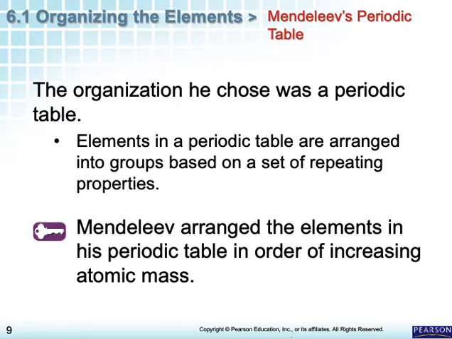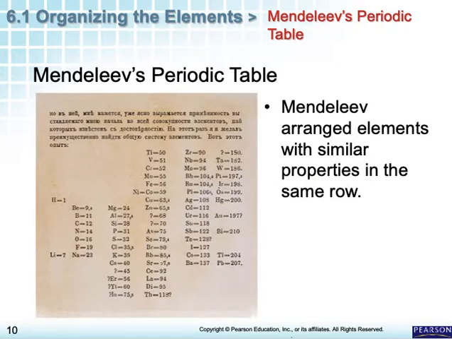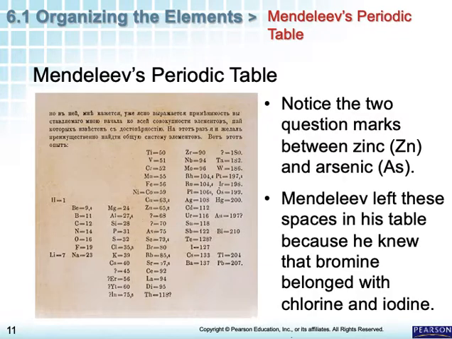He also arranged the elements in order of increasing atomic mass. We now know that that's not the way they are organized, but at his time, that was a logical idea. So here's a picture of his actual arrangement of the periodic table, all typed out. And he arranged the elements with similar properties in the same row. We now use the same column for similar properties.